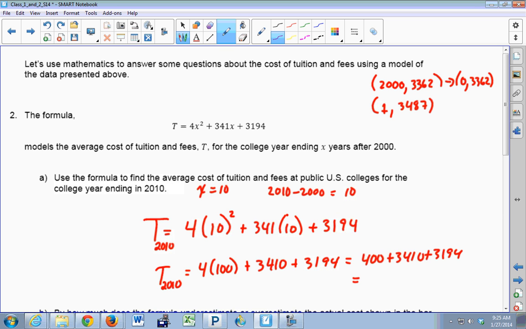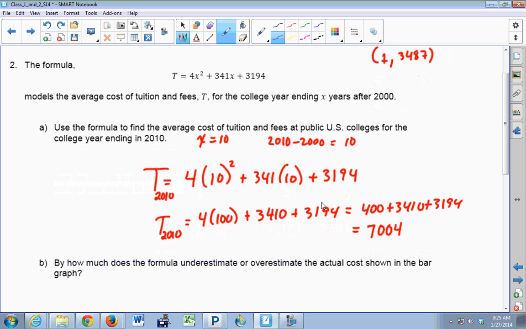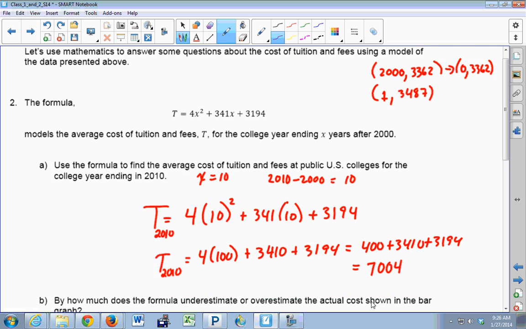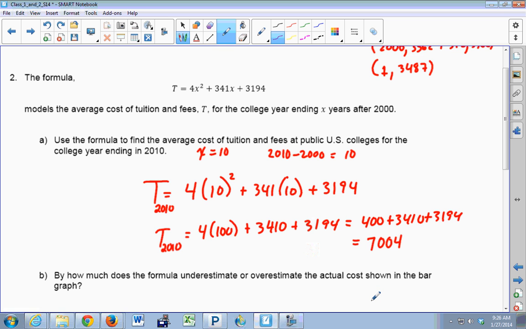What is it? 7,004. Now, if you compare that to the actual value on the graph, the actual value is 7,020. That's the real cost. This is our estimate. So did we underestimate the real cost or overestimate? We underestimated it, right? We underestimated it by $16. So not too bad, right? When you're dealing with thousands of dollars, that's a pretty close fit to that actual data.